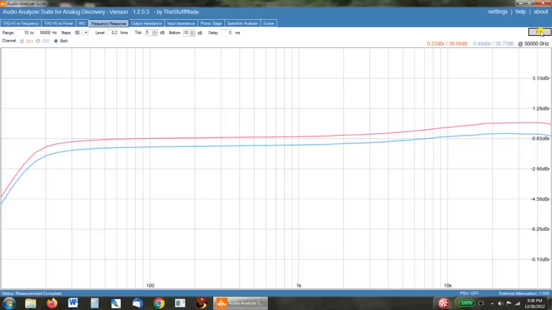Looking at this frequency response, we've got a little over a half a dB of brightness here at 20K. 10K, which for a lot of people, that's kind of where their hearing tapers off, and there's really not a lot of music between 10 and 20K anyway.